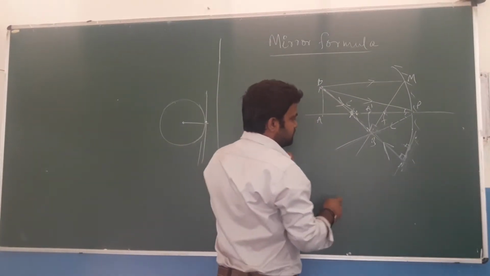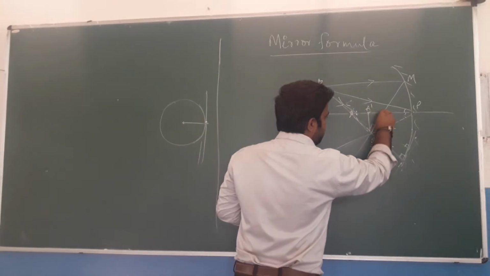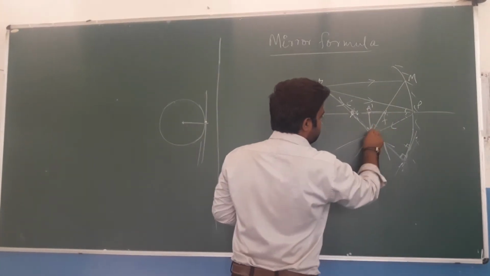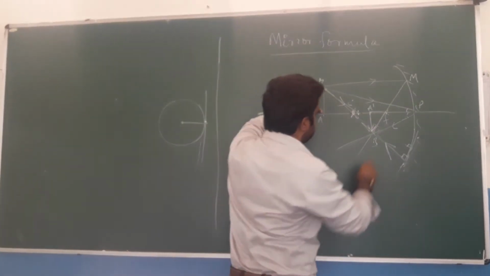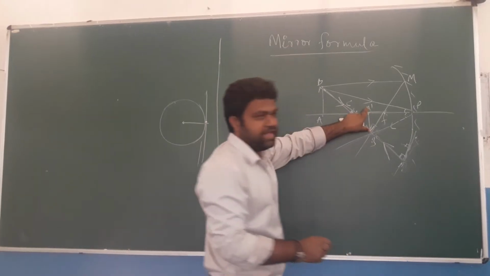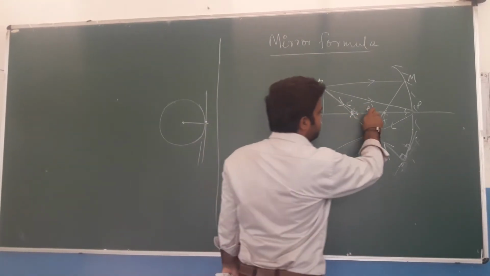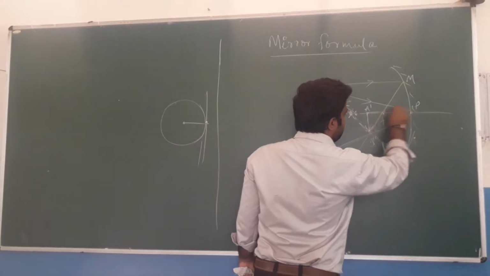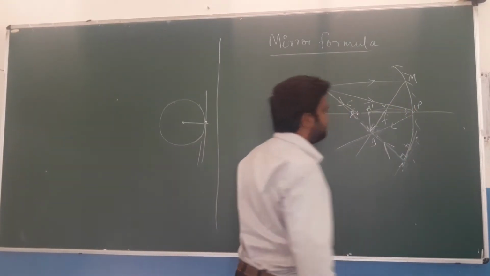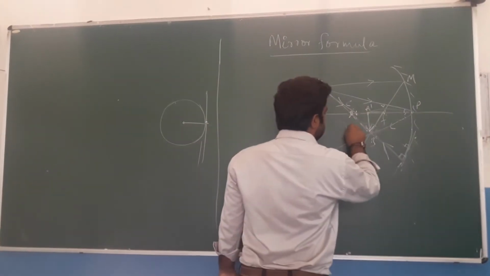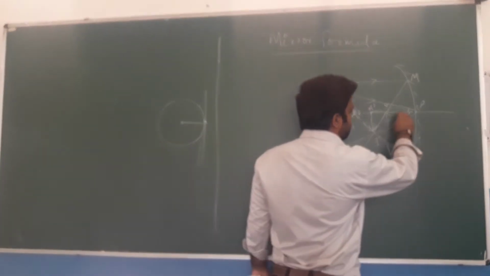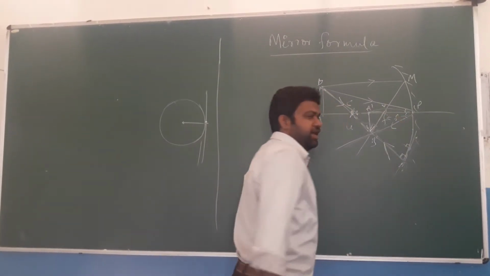Now consider these two triangles here, A dash, F and B. Consider this triangle. Your image is A dash B dash, your object is AB. The distance from the image to the pole is the image distance, represented by V. The distance from the object to the pole is represented as U, the object distance, and the distance from the focus to the point P we represent with F.